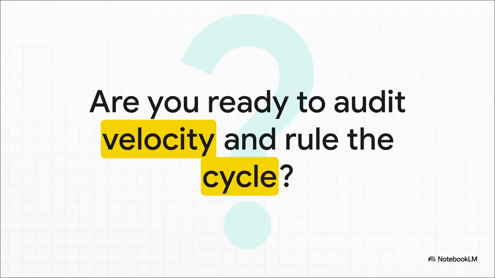So I'm going to leave you with this final thought for today's explainer. Amateurs trade the facade. Architects trade the velocity. And the tools, well, they're in your hands now. Are you ready to stop acting like an amateur? Audit the true velocity of the market, and finally rule the cycle? Seriously, go run your momentum audit today.